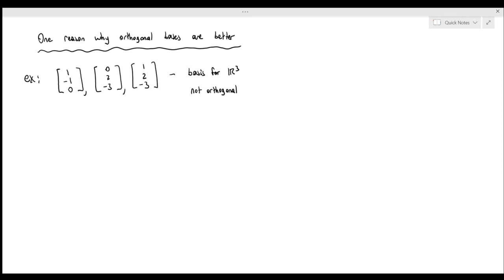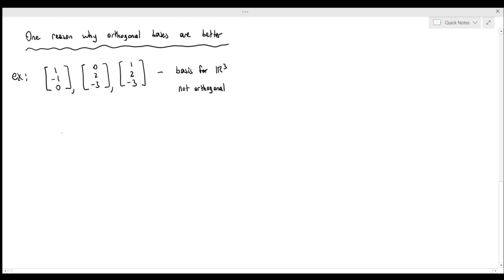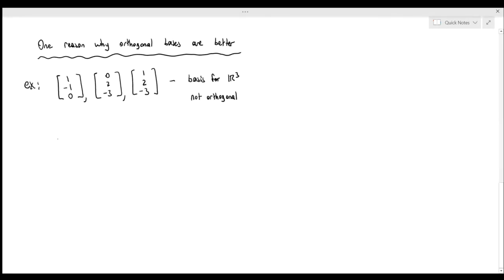Now, because they're a basis for R3, in particular, they do span R3. If I take any other vector of R3, I should be able to take this vector B and express it as a linear combination of the vectors v1, v2, and v3.